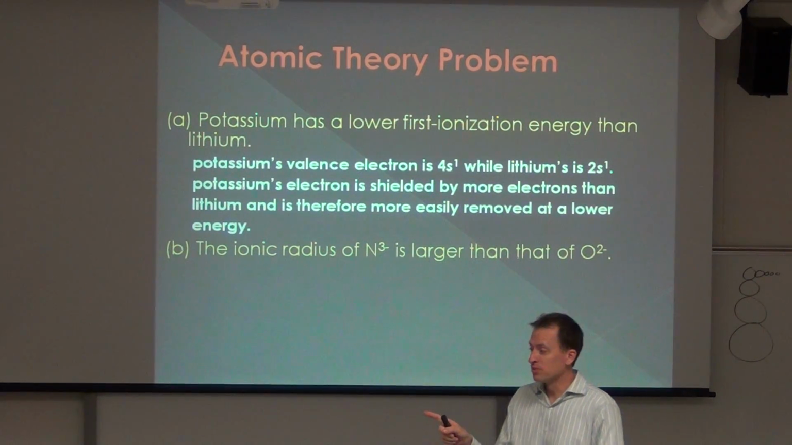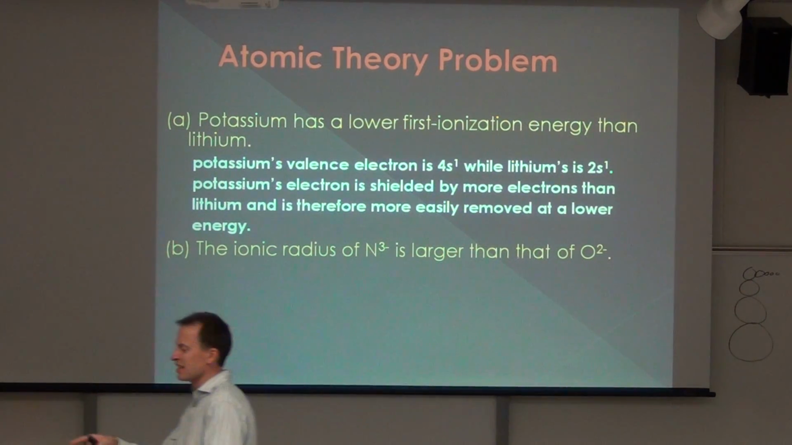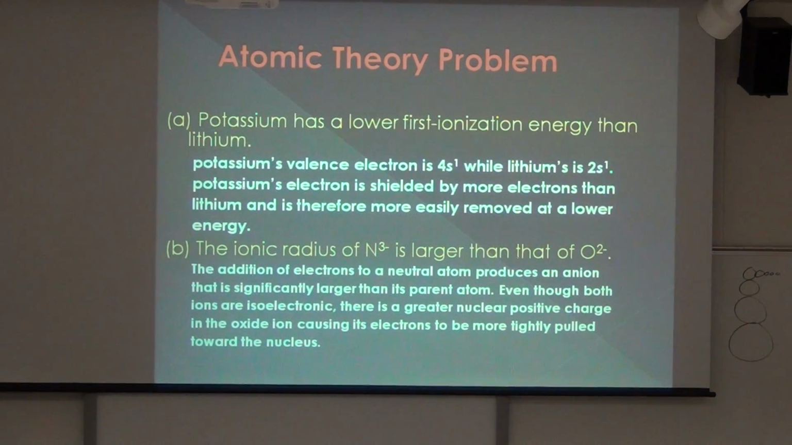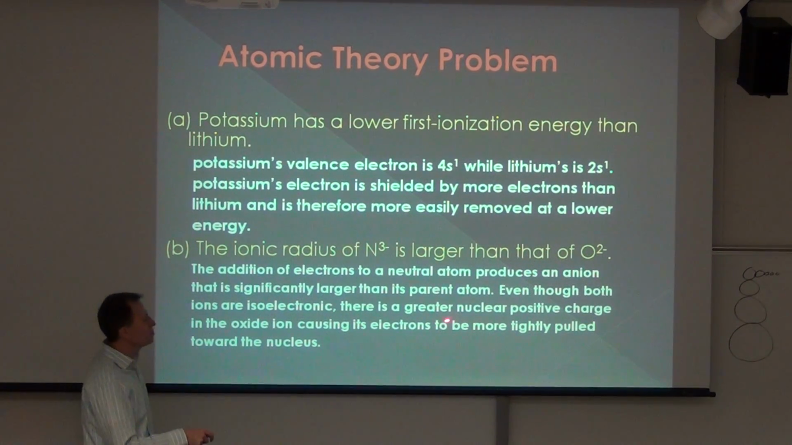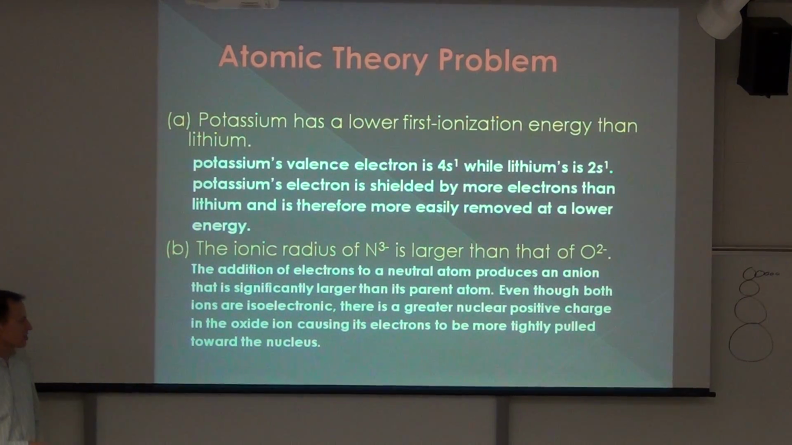And I didn't hear either group, Mason, you overly explained it with the protons, but you could just say nuclear charge. This is much longer than it needs to be. It says the addition of electrons to a neutral atom, all this doesn't need to be put in here, produces an anion that is significantly larger, blah, blah, blah. Even though both ions are isoelectronic, there's a greater nuclear positive charge in the oxide ion, or oxygen, causing its electrons to be more tightly pulled towards the nucleus.